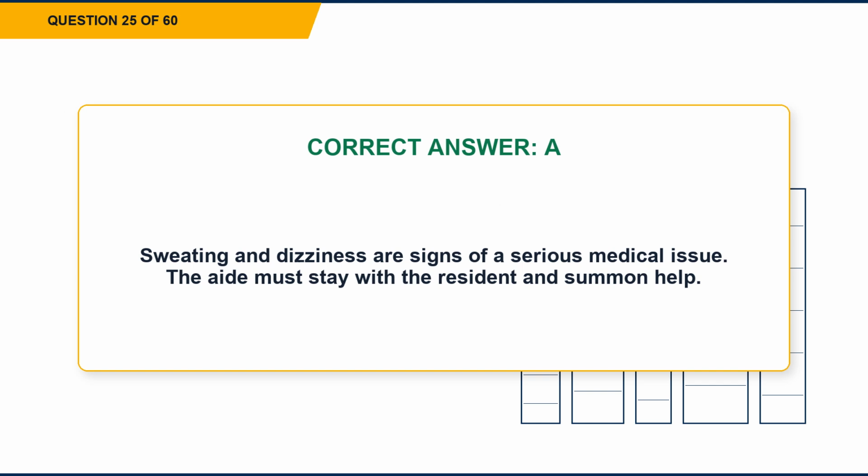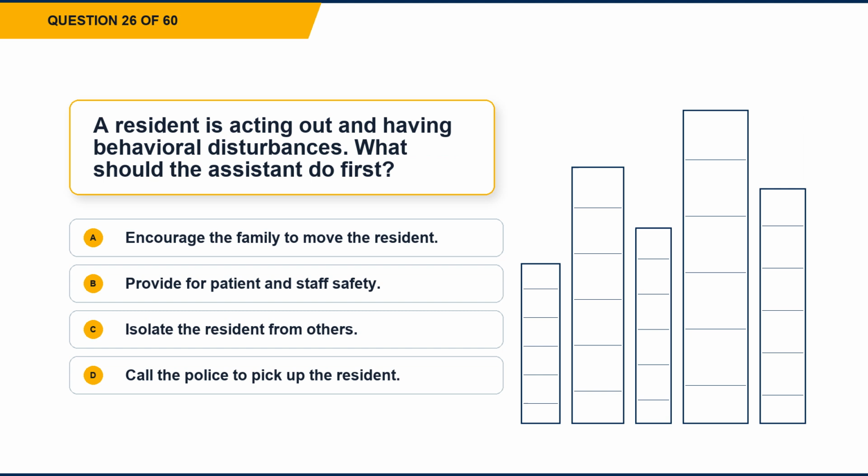Explanation: sweating and dizziness are signs of a serious medical issue. The aide must stay with the resident and summon help. Question 26. A resident is acting out and having behavioral disturbances. What should the assistant do first?